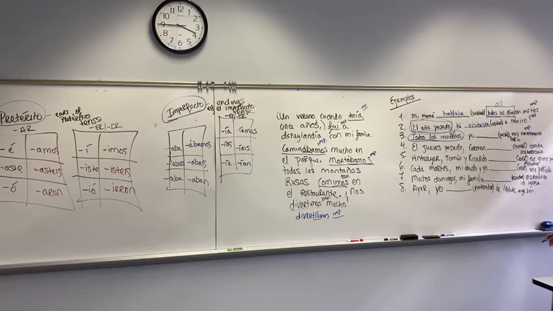If I use an imperfect, then I'm going to take off the AR and put the root down, and then I'm going to add the imperfect ending, which in this case is going to be aba. So, yo pasaba mis vacaciones en Perú. Meaning I didn't just do it one time, but I did it multiple times.